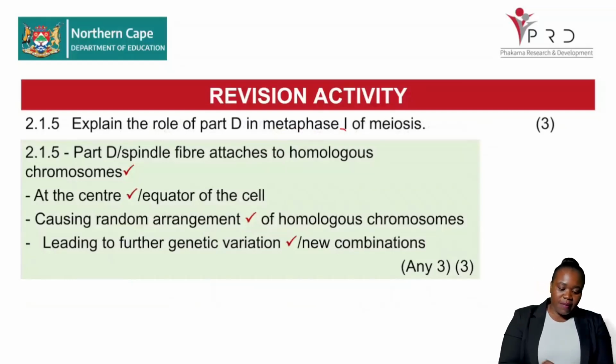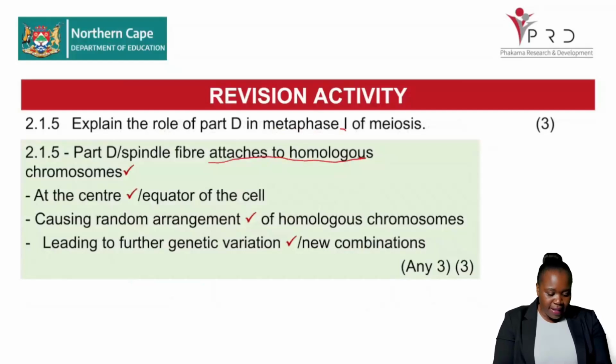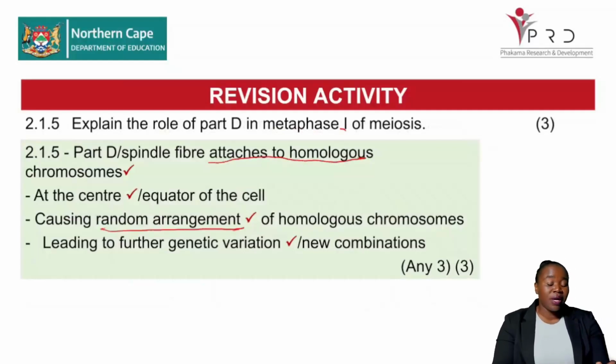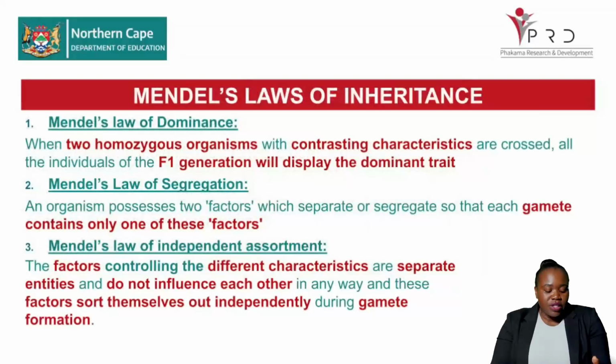So the spindle fibers are going to attach to the homologous chromosomes at the equator of the cell, and it is going to lead to those chromosomes being randomly arranged, the random arrangement of the homologous chromosomes, and that will lead to new combinations, or it will lead to genetic variation. Now, if the question was asked in terms of anaphase, you would then mention that during anaphase, the spindle fibers contract or shorten, and as they contract, they are going to pull the chromosomes to the opposite poles.